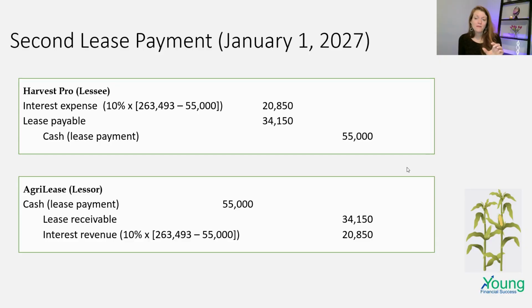So they take the full amount of the present value, the $263,493. Then they subtract out what's already been paid down on the loan, which was $55,000. So that's the remaining balance of the loan. Then they multiply that times 10% to get the interest. The rest of it's going straight towards the principal of lease receivable. This is how loans work. As you pay them down, the principal is lower, so then the interest is always based on the amount that is still owed. So as you pay it down, there's less and less interest, and that's exactly what's happening here.